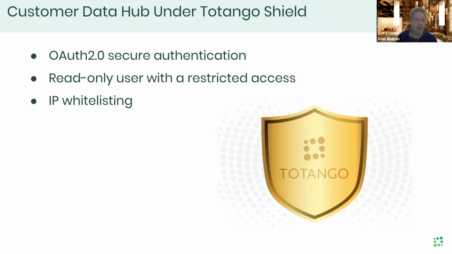We advise using read-only users and restricted access. So if you have some object that you just need to fetch data from, create a read-only user with access to this specific object, to this specific field, and we can grab it. This is how secure we want to be. And whitelisting: we allow only certain IPs to get to your data, so no one can actually access it but the Totango servers.